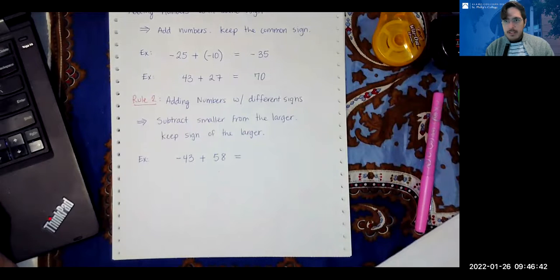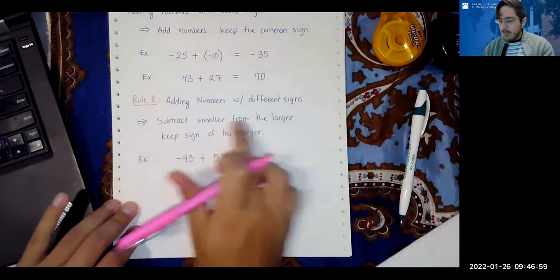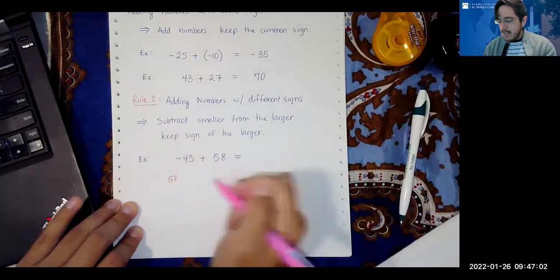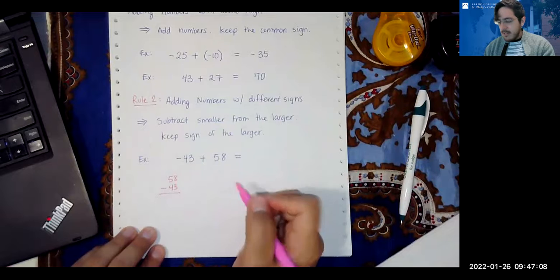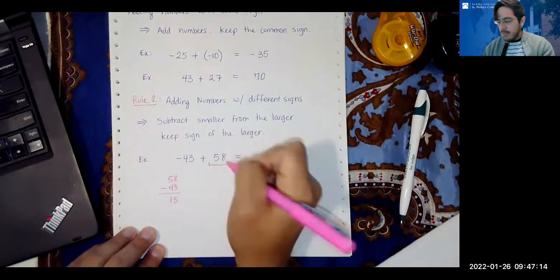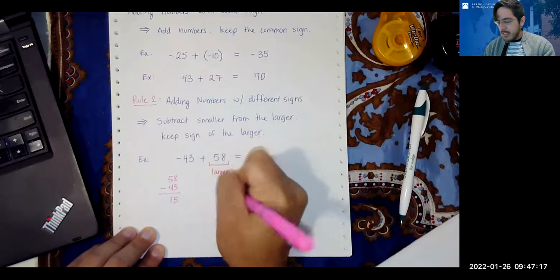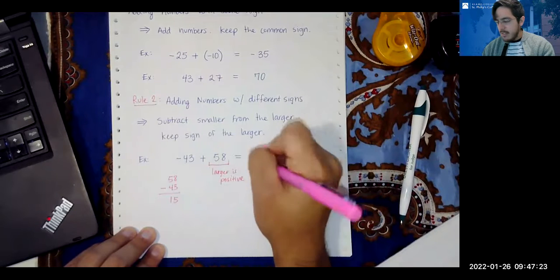The answer should be the positive 15, right? That's a good question. I wrote this down and I can't even do it in my head. So I'm just going to use the rule, right? I'll subtract the smaller from the larger. So that means I need to take 58 and subtract 43. That's going to be 5, that's going to be 1. The larger number is positive, so my result should be positive. So I should have a positive 15.